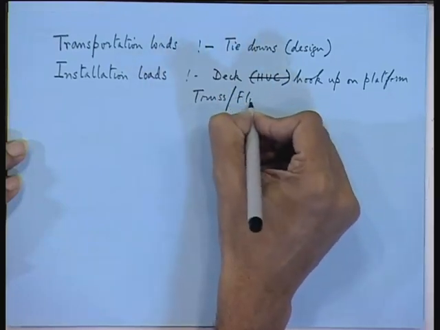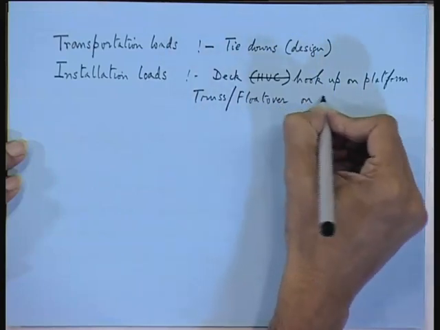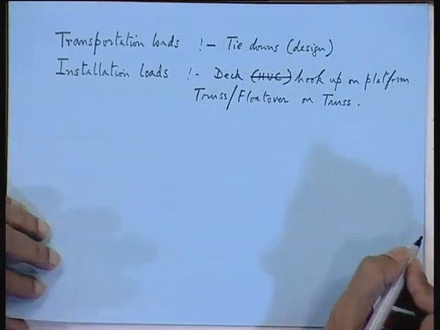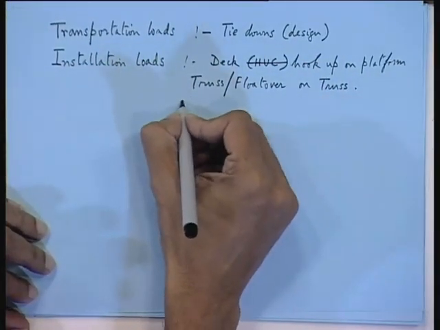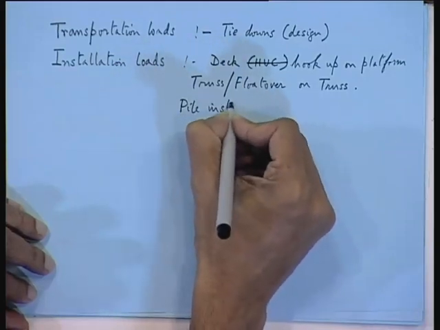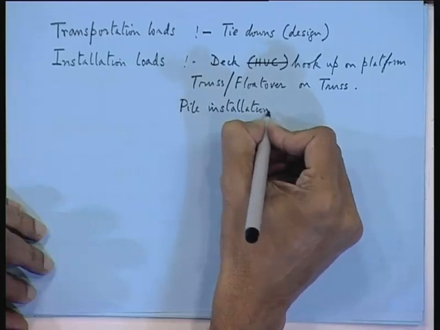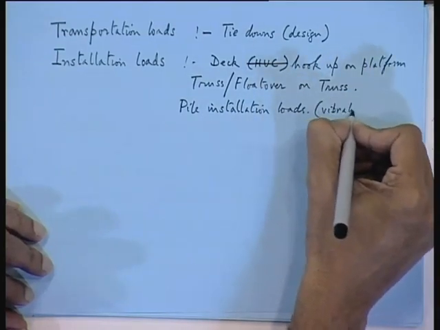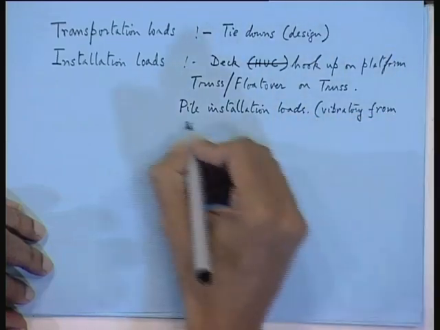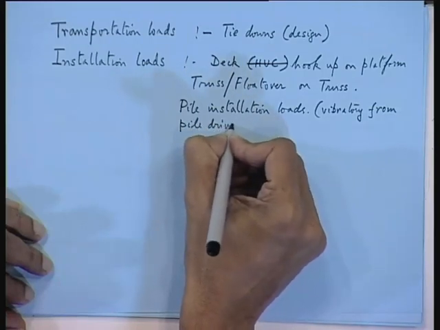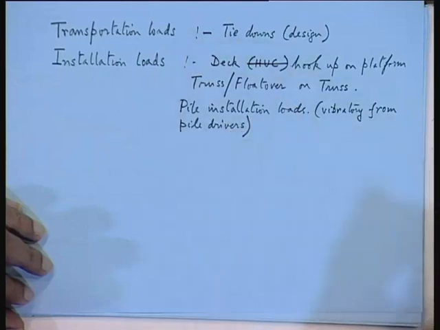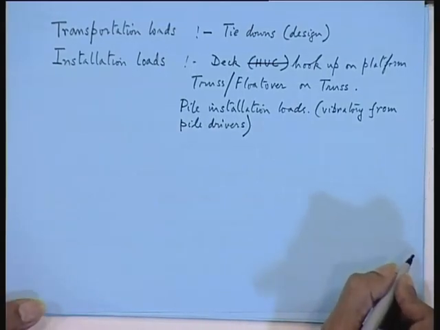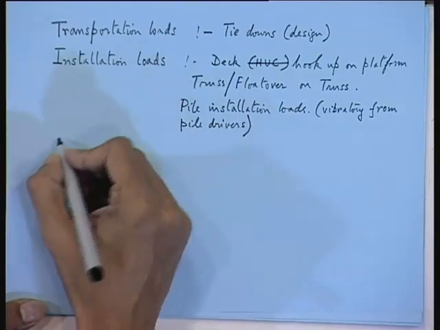Or float over. So loads that are coming onto the truss from installation of deck, pile installation, vibratory, from pile drivers. So your main jacket has to take this load, vibratory from pile drivers, pile hammers. So those are called installation loads, operating loads.